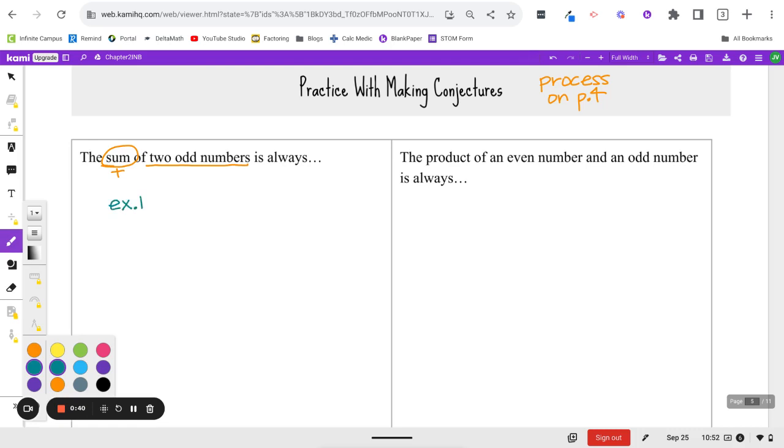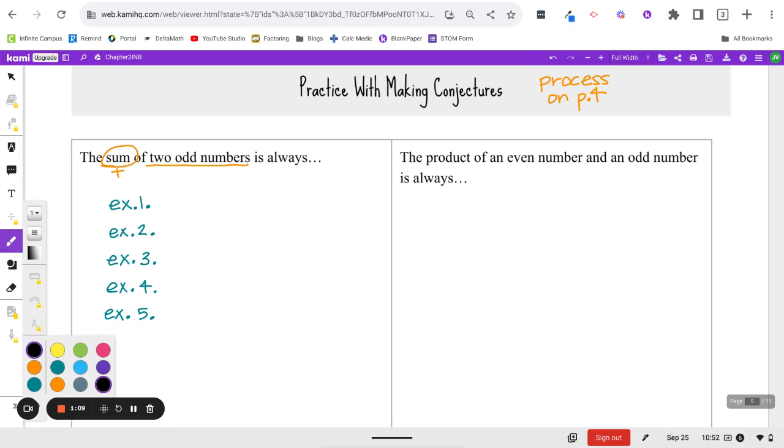So example 1, example 2, example 3, example 4, and example 5. Now it's at least 5 examples. So if we didn't understand after 5, then we'd go back and look at example 6, example 7, example 8, until we can see what we're missing or what we need to be aware of.